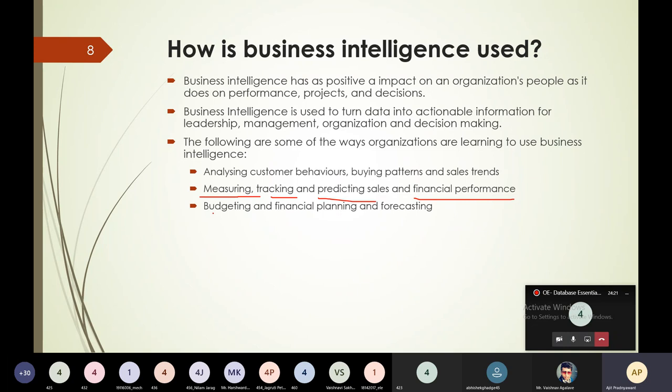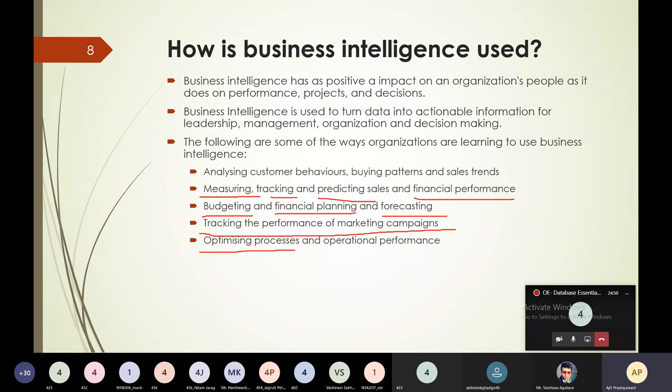Next is budgeting and financial planning and forecasting. To do the budgeting, financial planning and forecasting, you can make use of business intelligence. Next, tracking the performance of marketing campaigns. With the help of business intelligence, you can measure the performance of marketing campaigns.